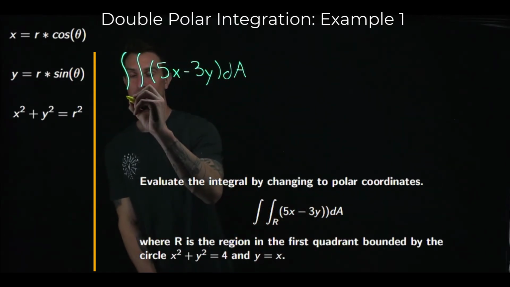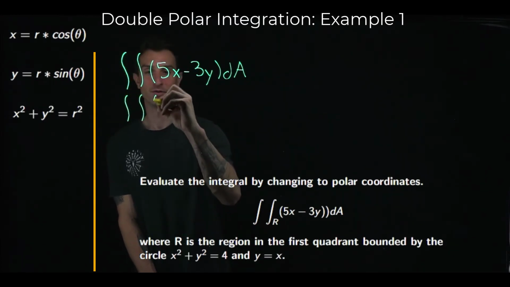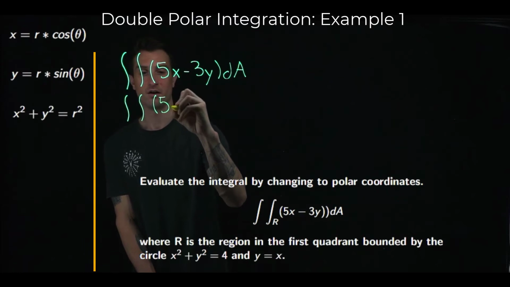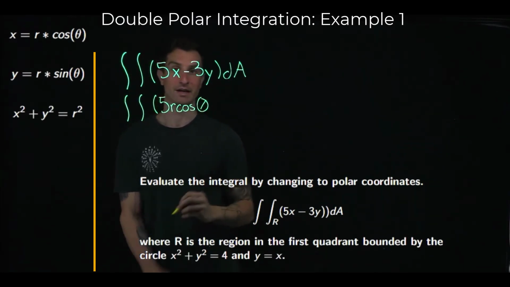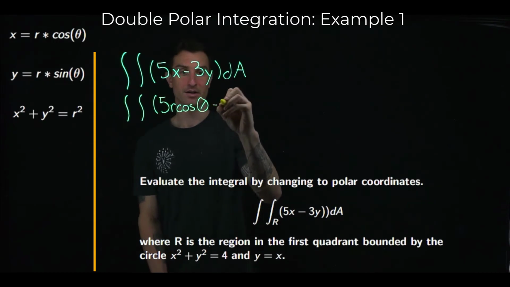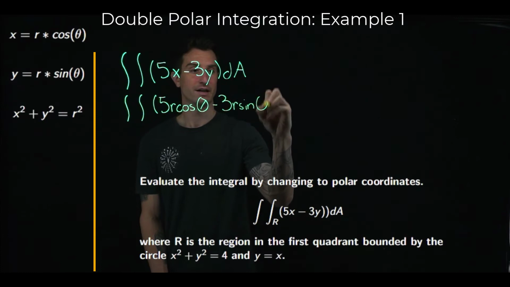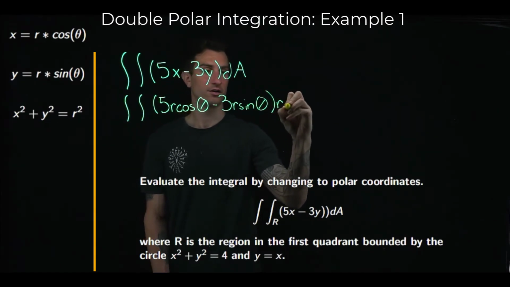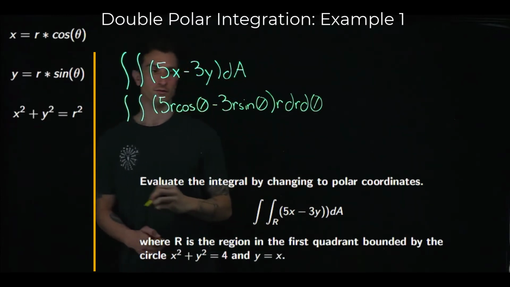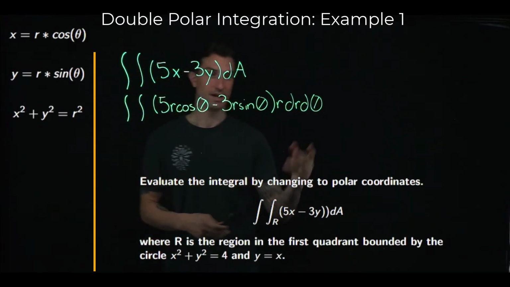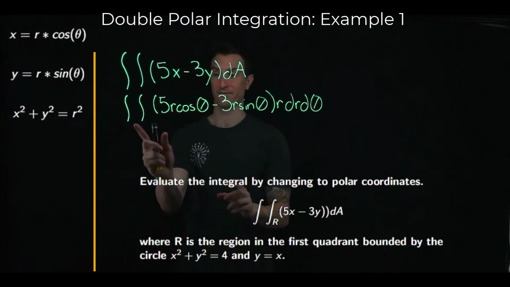So this is going to be the double integral of, this will now be 5r cosine of theta, substituting out that x, minus 3r sine of theta, r dr d theta. Okay, so now one algebraic step, we've got to put the r into the equation. We'll do that in a second. First, let's look at our bounds.